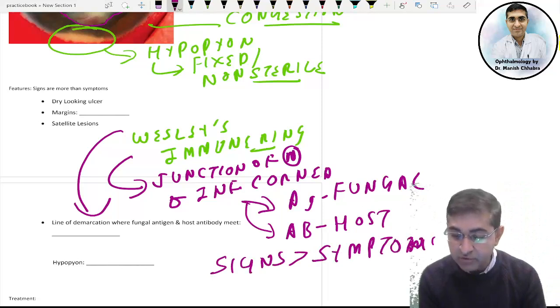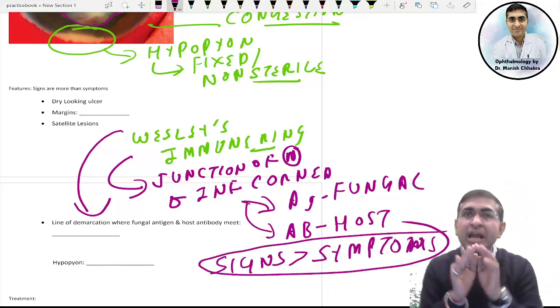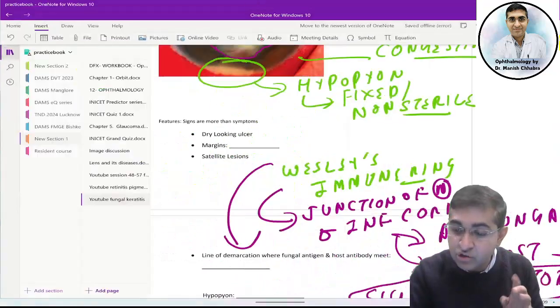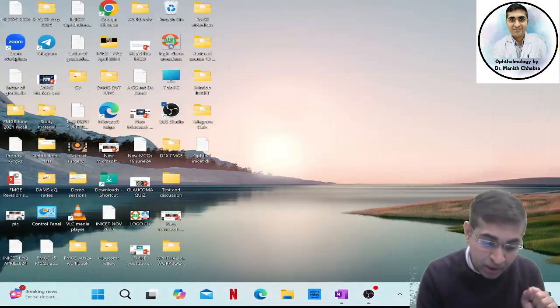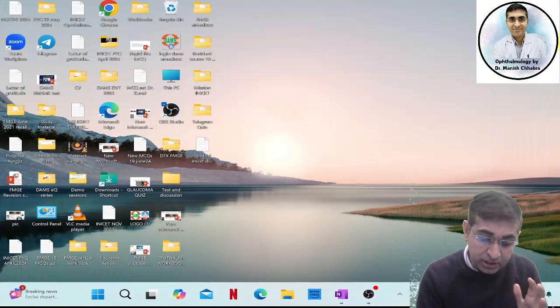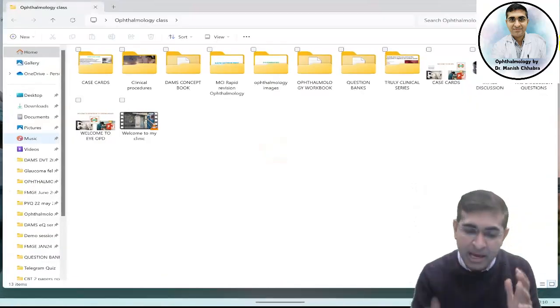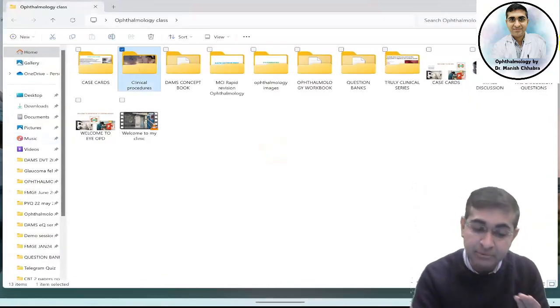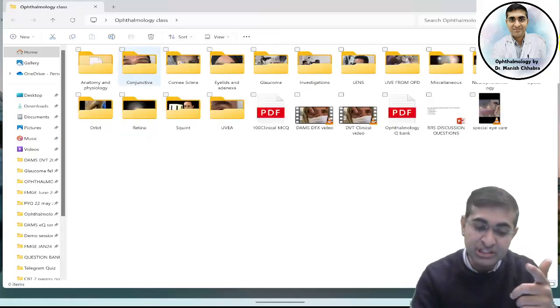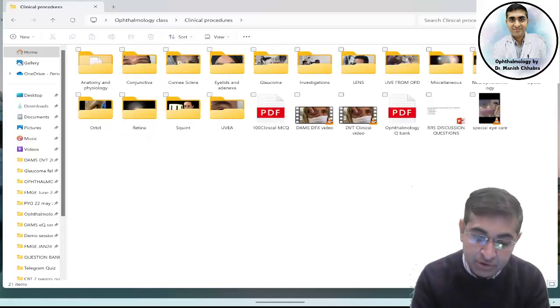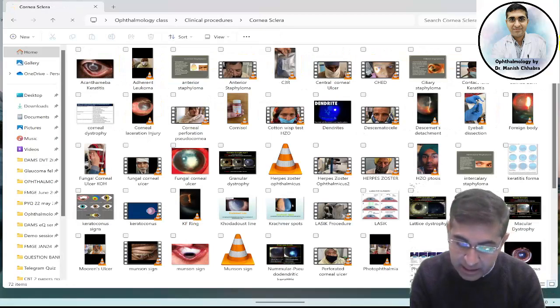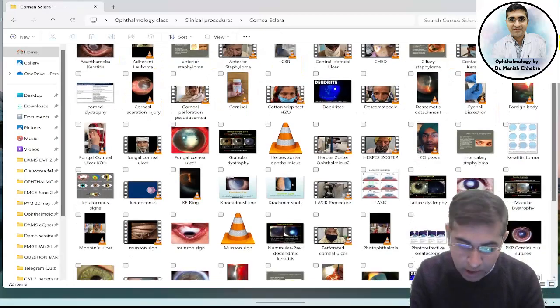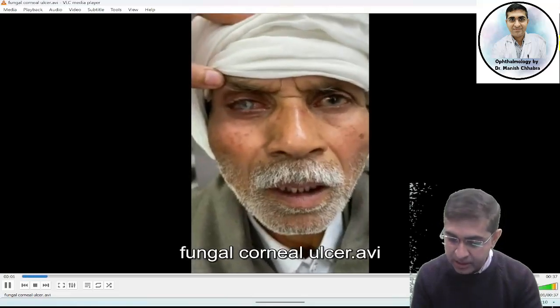Now the patient will come to you and the patient will be relatively calm and composed, but when you examine the patient's eye, you will feel that the patient must be in so much pain, but the patient will be relatively calm. That means signs is what the doctor sees, symptoms is what the patient comes with. So signs will be more than symptoms. I am going to show you a patient, so you can see that the patient is relatively calm, relatively composed.